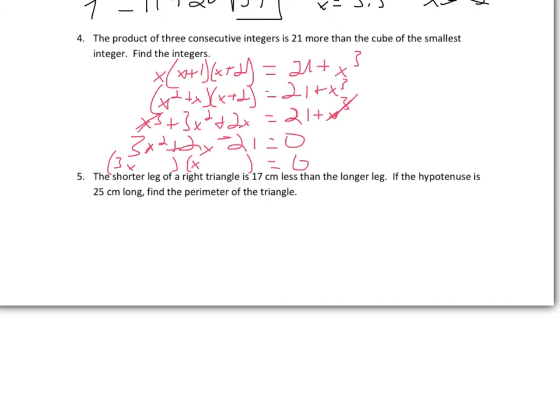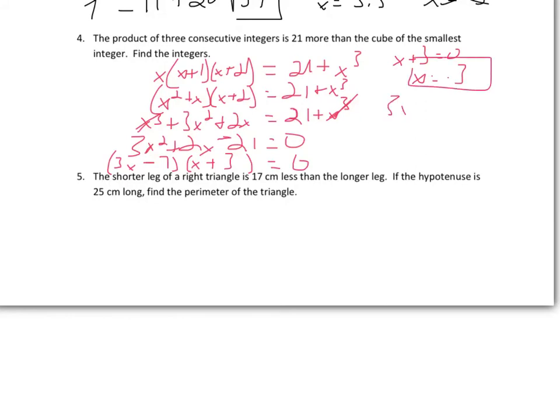Okay, so we have to multiply to negative 21 and add to 2. It's got to be 7 and 3, right? So with the 7 and 3, the 3 needs to go with the other 3, so we can get our positive. So it's a plus 3 over here, and the minus 7 goes there. That way 9x minus 7x gives us our 2x. Now to find our answers, x plus 3 equals 0, so x equals negative 3.